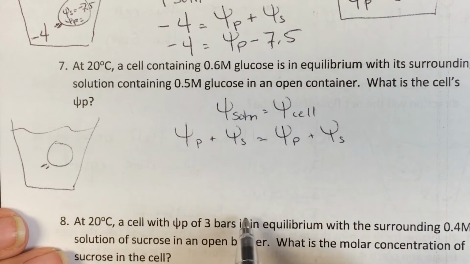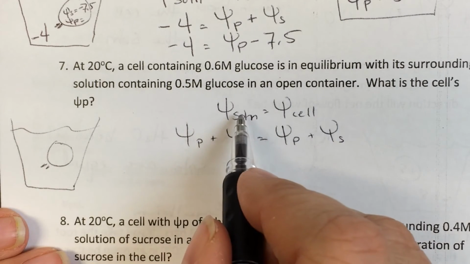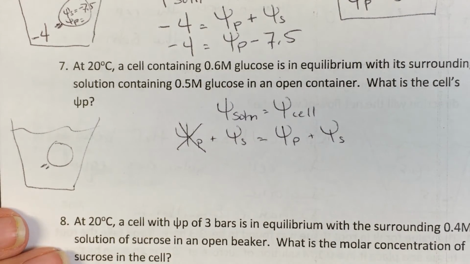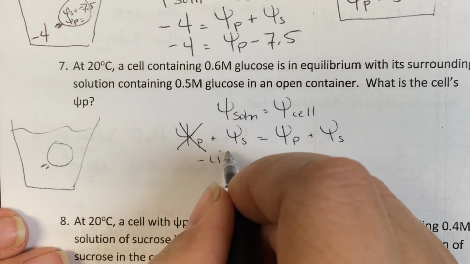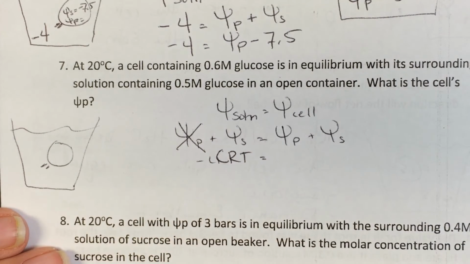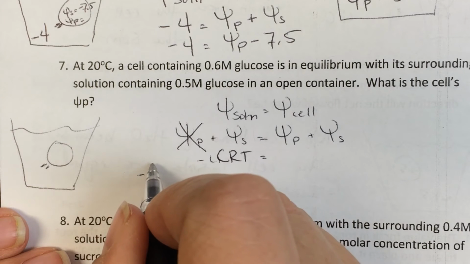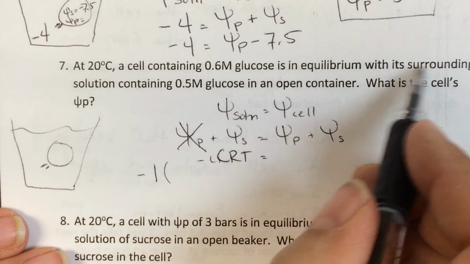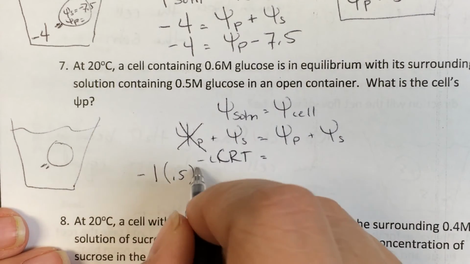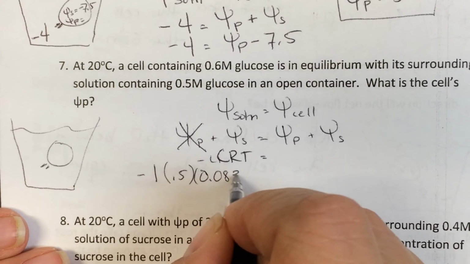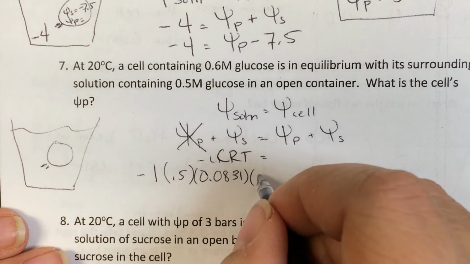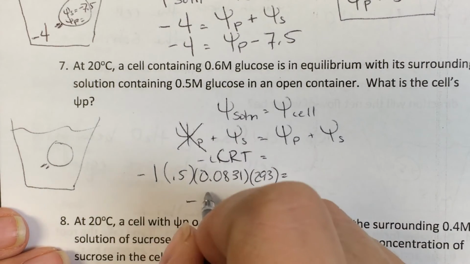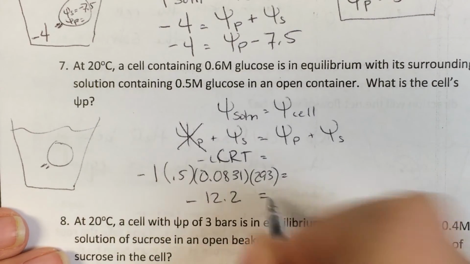So let's just work one side first. On the left I've got my solution value. It's in an open beaker, so I can disregard the pressure, because it should be 0. That means I only have to solve for negative iCRT on the left-hand side. My i value, since we're in glucose, is 1. The concentration surrounding the solution is 0.5 molar. The gas constant is 0.0831. We're at 20 degrees Celsius, so that's 293 Kelvin. Do the mathematics and you should have negative 12.2, give or take a bunch of decimals.